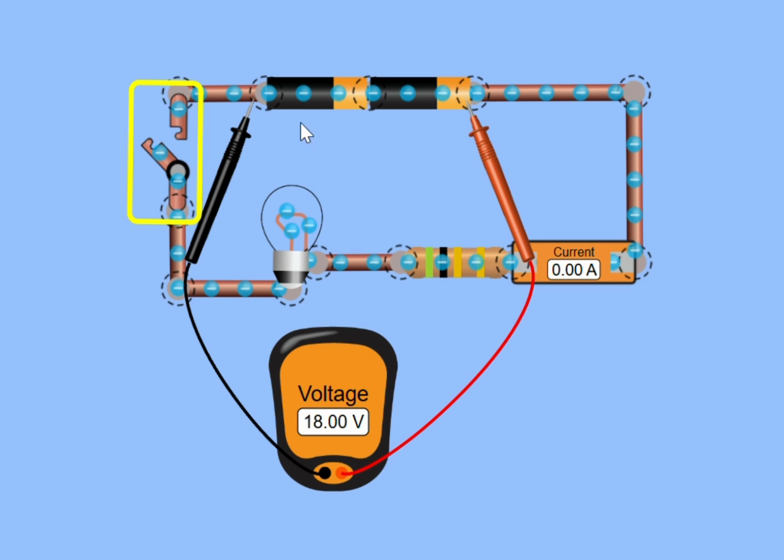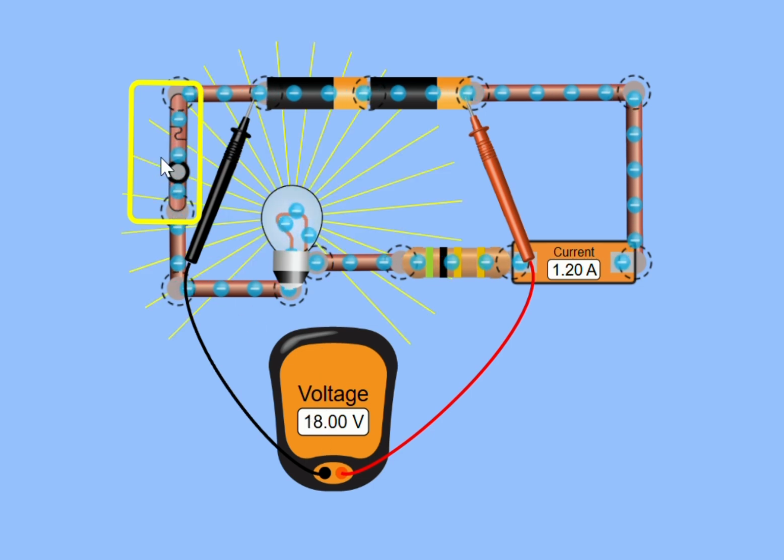Two requirements are necessary for current to flow in a circuit. A source of energy, here we have two cells in series, and this battery has a voltage of 18 volts. And the other is to have a closed circuit. So I've closed the switch, and now you can see the little electrons are moving around.